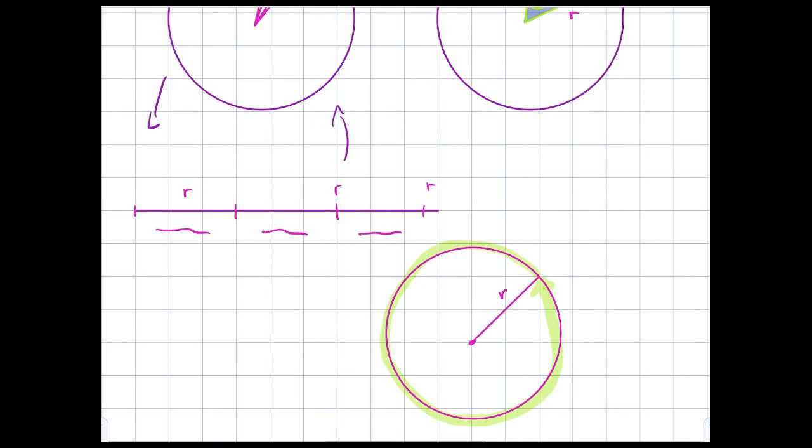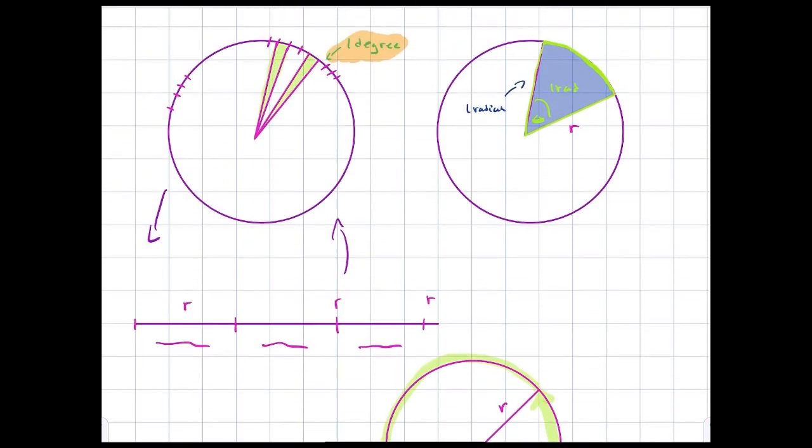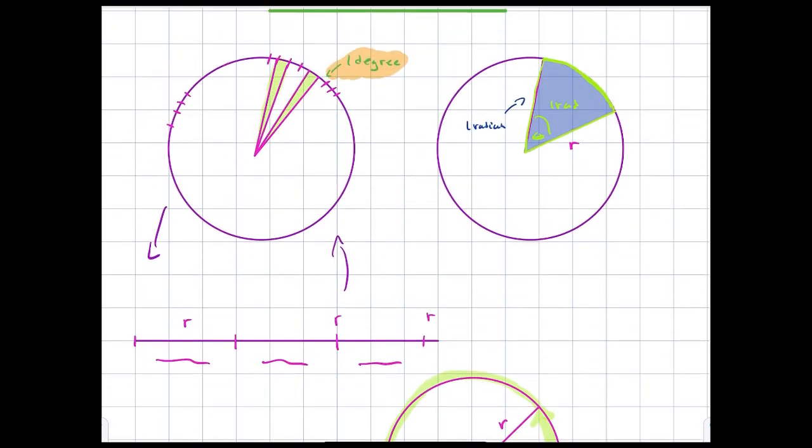And then it's not going to go in evenly, right? When I did degrees, I decided I was going to break it into 360 pieces. So, of course, those pieces were all going to be equal. I was going to have exactly 360 of them. I wasn't deciding how long those pieces were going to be. Here, what I'm doing is saying, okay, I'm going to break this into pieces which are a certain length. Their length is r, the radius of the circle.